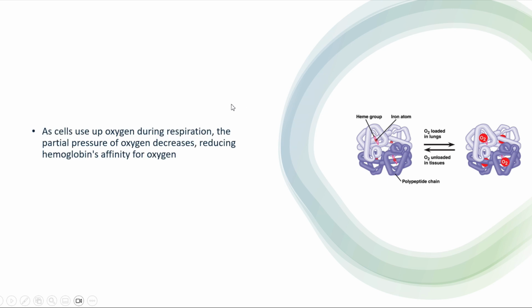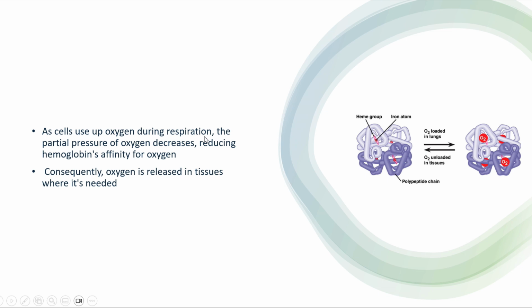Okay, cool. As cells use up oxygen during respiration, the partial pressure decreases. Obviously, there's less oxygen, so therefore there's lower oxygen concentration, which reduces hemoglobin's affinity. There's no need for hemoglobin to be binding to oxygen that much because oxygen is getting used up now, so it can unload it, it can leave it.